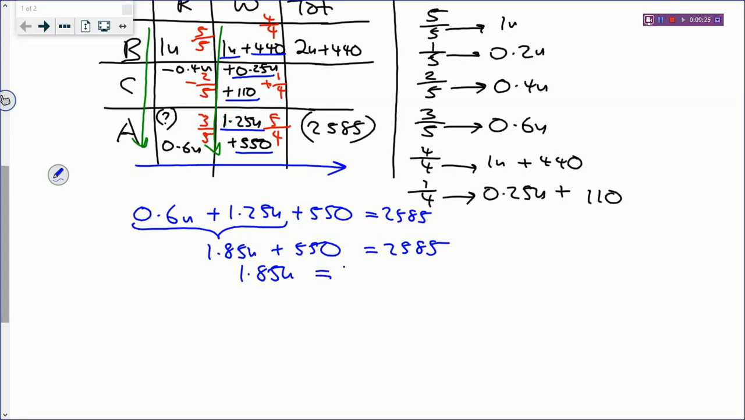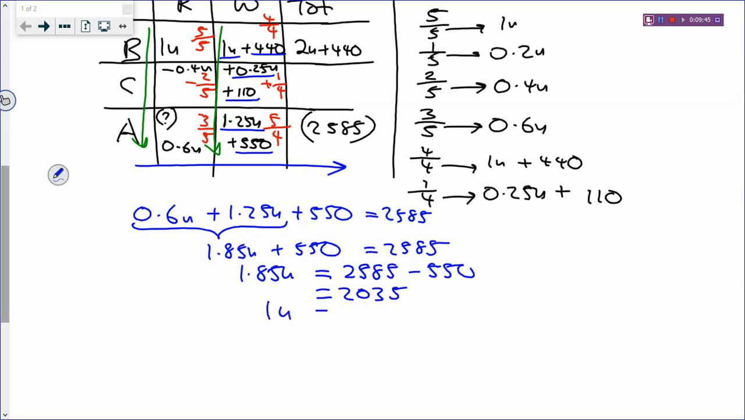The total, which is 2585, and you minus 550. So you do it step by step. Okay, so what do you get? 2585 minus 550, you get 2035.